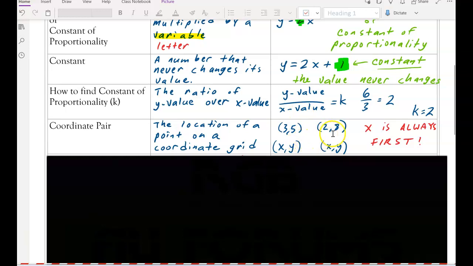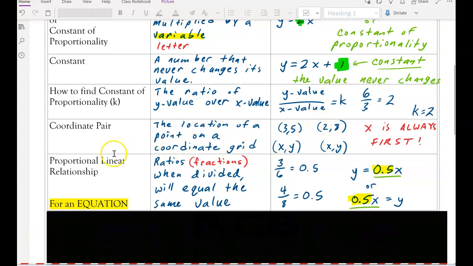The next one is (2, 8), surrounded by parentheses. Coordinate pairs are always surrounded by parentheses. The X is always first, so this tells us that 2, you travel on the x-axis 2 to the right, and then y is 8, you go up 8. And that's the exact location of that coordinate pair. That's a point, location of a point on a grid.